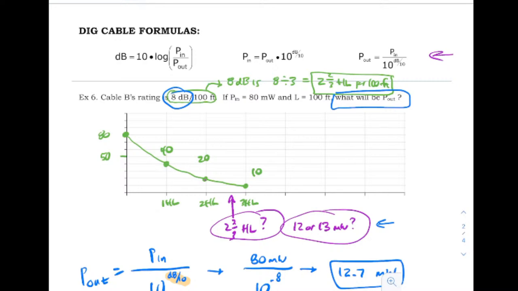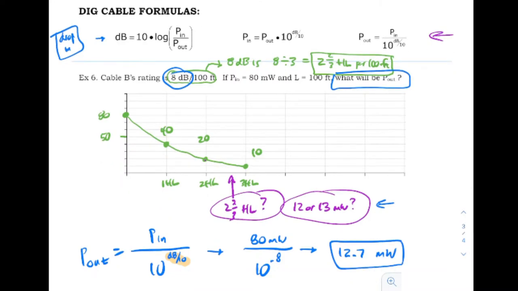So I should make a comment here. This formula is for the drop in decibels, because remember, 0 decibels does not mean 0 power. Turns out you get 0 decibels whenever P in and P out are the same, whatever they are. Try it. If you put 10 over 10 into this formula and take the log of 10 over 10, you'll get 0. So whenever the P in and the P out are the same, that's 0 decibels. So drop in decibels.